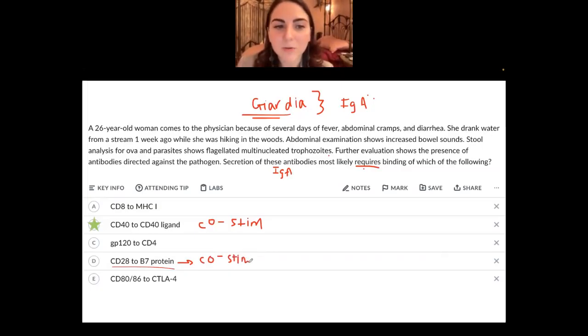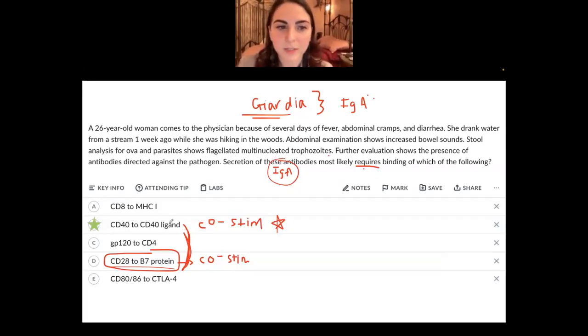And some of you guys picked this one. It's not wrong, because this is a co-stimulatory signal for T cells, which we're going to talk about tomorrow. But that's not how you would get class switching. This is just how you would activate a T cell. If you guys knew what these were, this would have probably been a harder question. This is the co-stimulatory signal for T cell activation, but we're talking about class switching, which is a B cell activation thing. So we need the co-stimulatory signal for B cells, which is CD40 ligand.